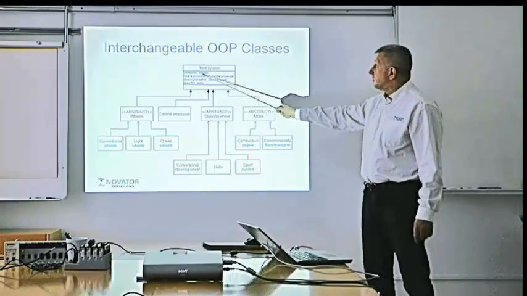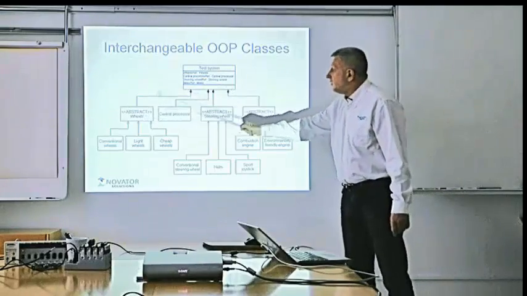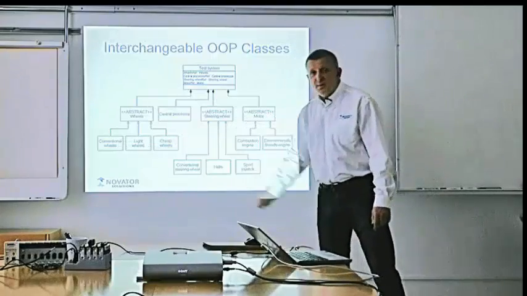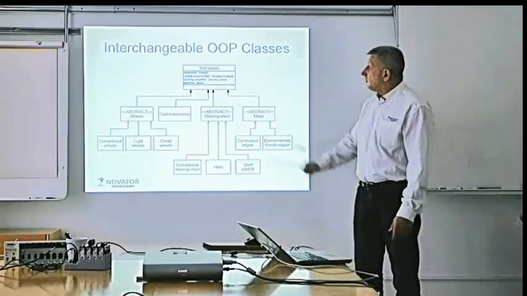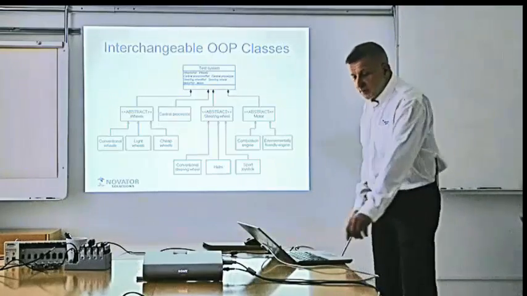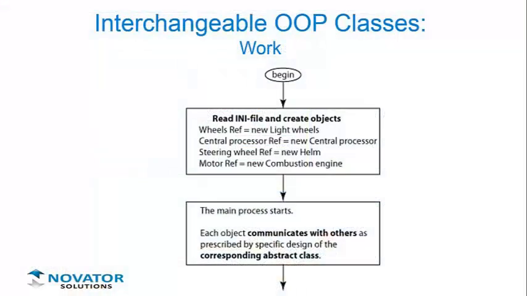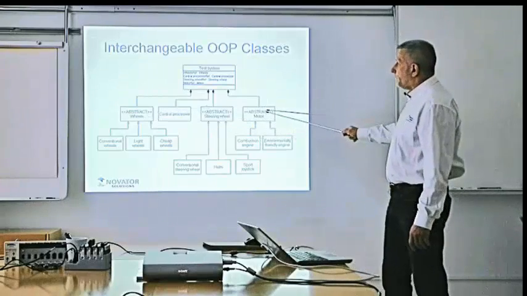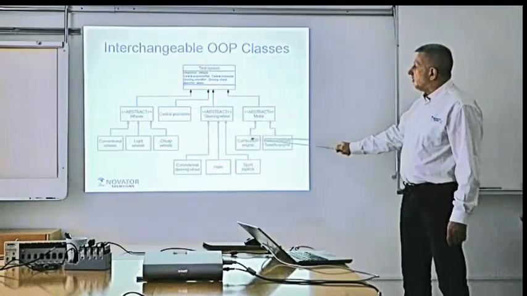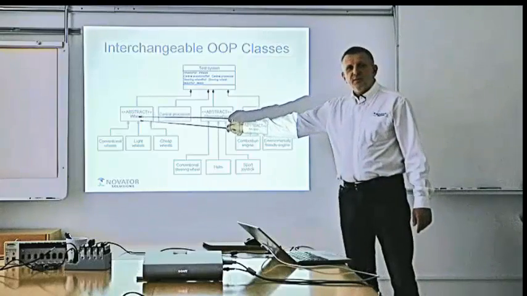We have references to wheels, to the general class. It doesn't matter which of them is implemented in this particular configuration. What is important here? That the test system has wheels. All specificity is implemented in subclasses. Now, the main process starts, and objects communicate with each other. They communicate with the system, but they communicate at the level of abstraction of abstract classes. So combustion engine has no idea which type of wheels is used.